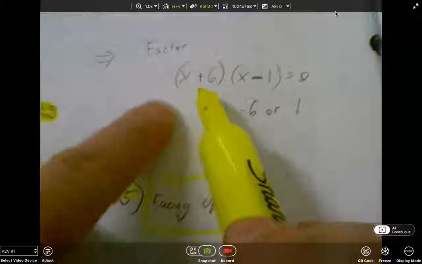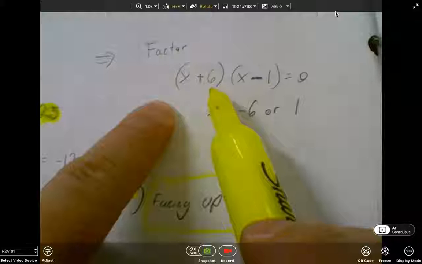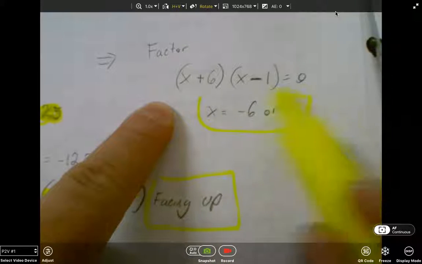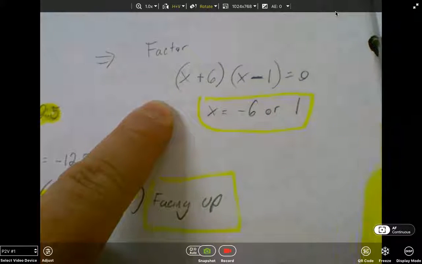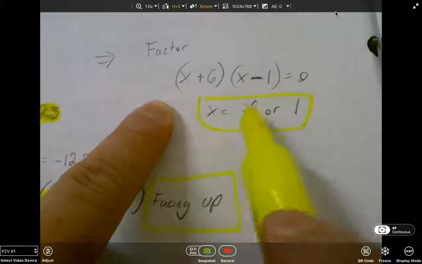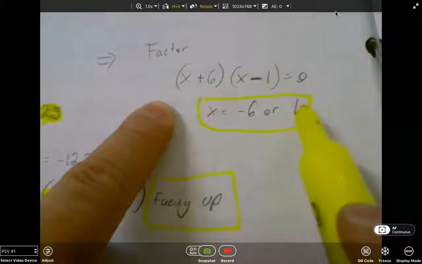So then what I also want to start doing with these, when I'm graphing to find solutions, is you probably should factor it if it's easy, just to know where your solutions are so you're not guessing and checking. So I factored this quickly and I got x is either going to be negative 6 or 1.